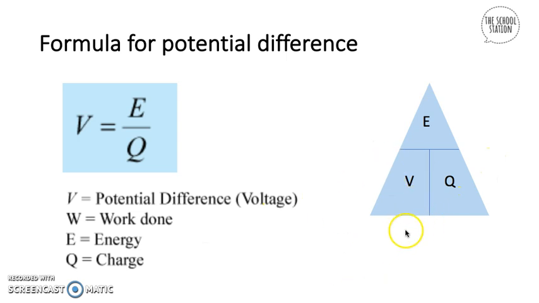If we're given the charge and we're given the energy, we can then solve for voltage. But if we are given the voltage and we're given the energy, we can do energy divided by voltage to find charge. So that's basically how you would use this triangle again. That's the formula for potential difference. Really important to memorize and understand.